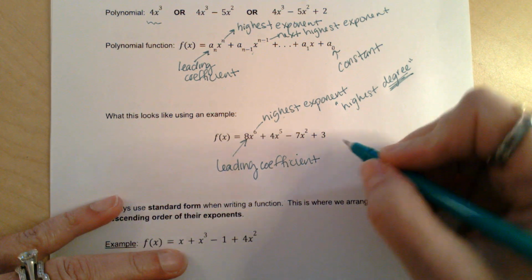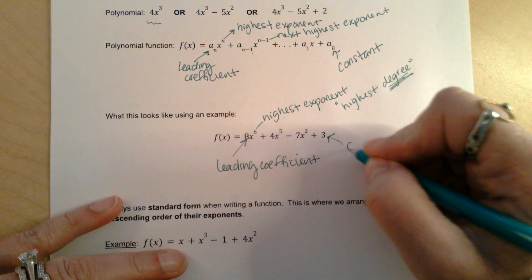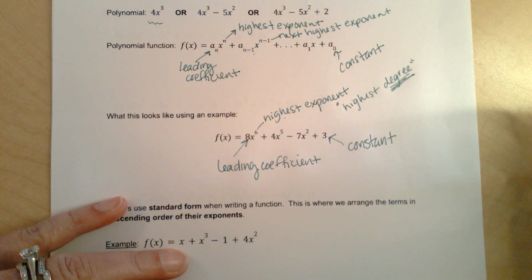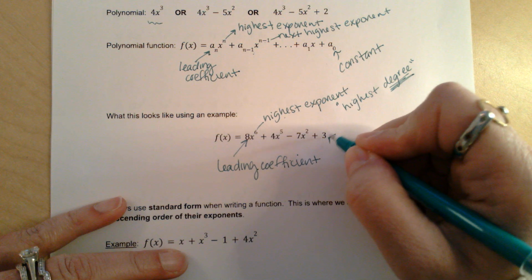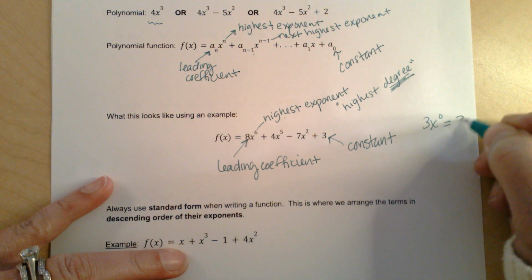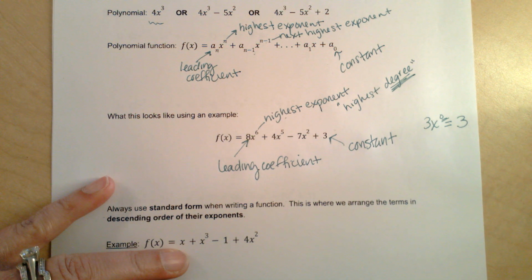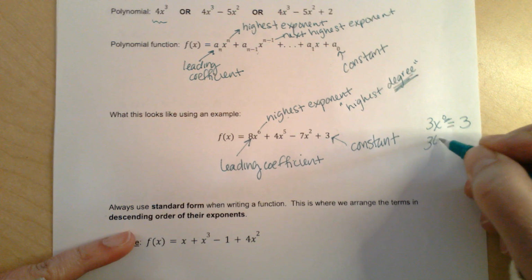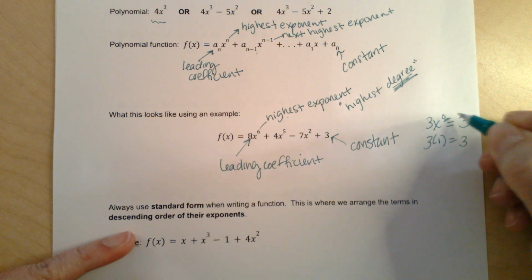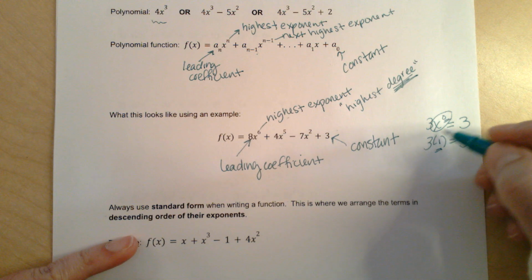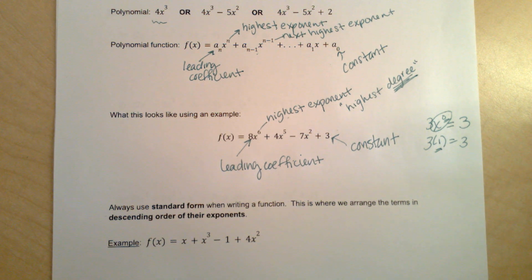Okay, and then you'll see the 3, that's our constant because it doesn't have an x variable. I mean, you could have x to the 0, so we could write it as 3x to the 0. But that 0 power then becomes 3 times 1, which is 3. Anything to the 0 power is always 1, and that's why we don't show that x to the 0. So that's the constant, the number that doesn't change.